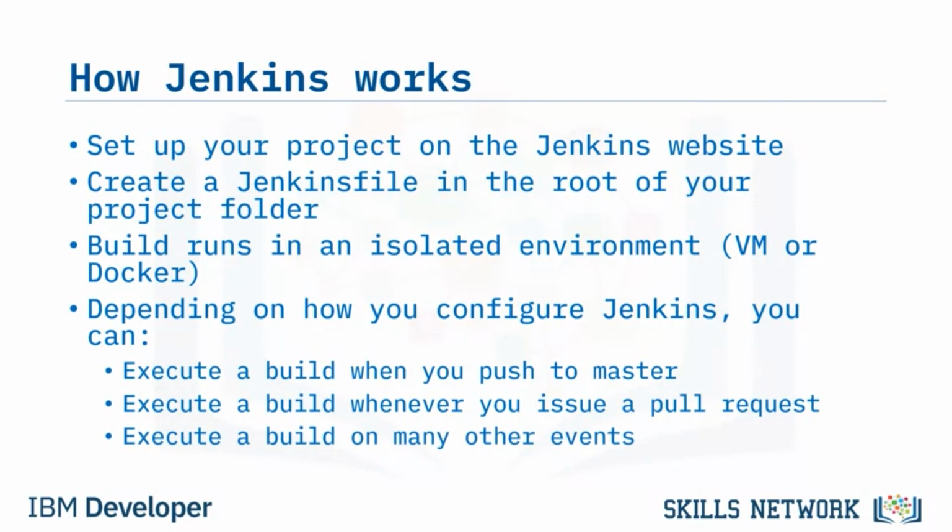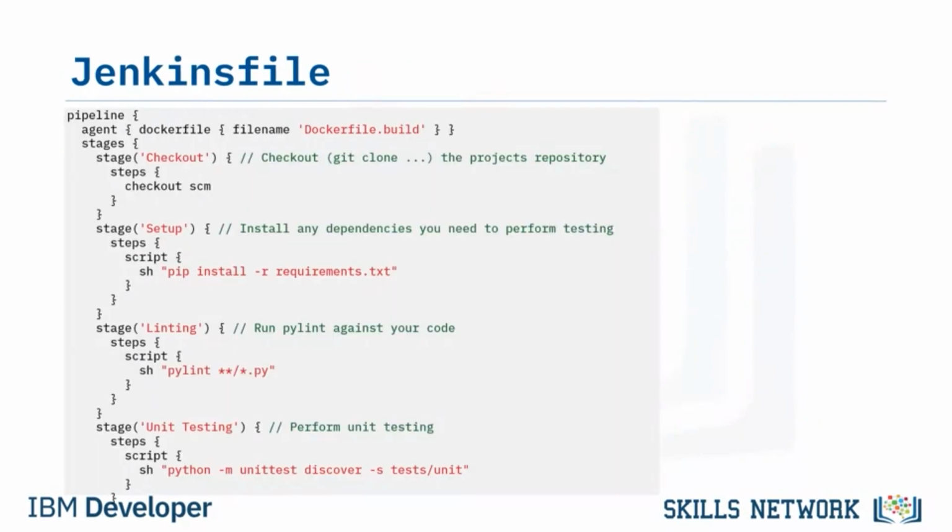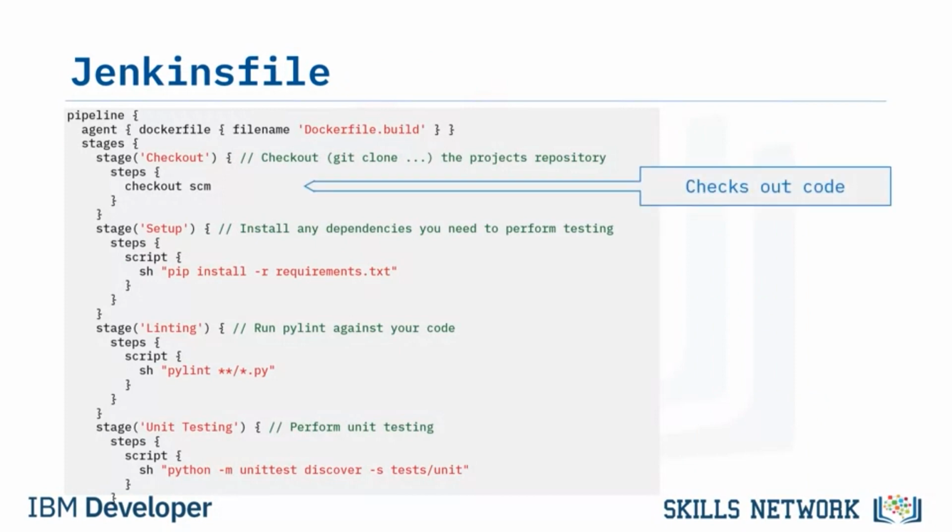Now let's take a look at a realistic example of a Jenkins file. This example Jenkins file runs unit tests on a Python project. It has 4 stages. When Jenkins is notified by a webhook, it runs through the Jenkins file. At the top, it sets up the code to run in a Docker environment. The pipeline first checks out the code.